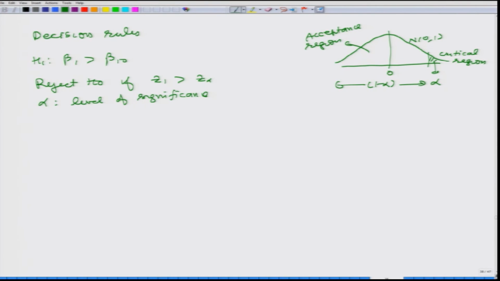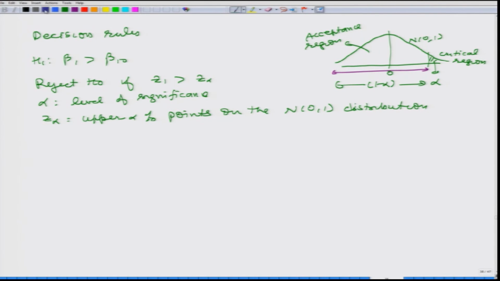So if we calculate the value of Z1 and it lies in this region, we accept; if it lies in the critical region, then we reject. And here this Z alpha is the upper alpha percent point on the normal 0, 1 distribution.